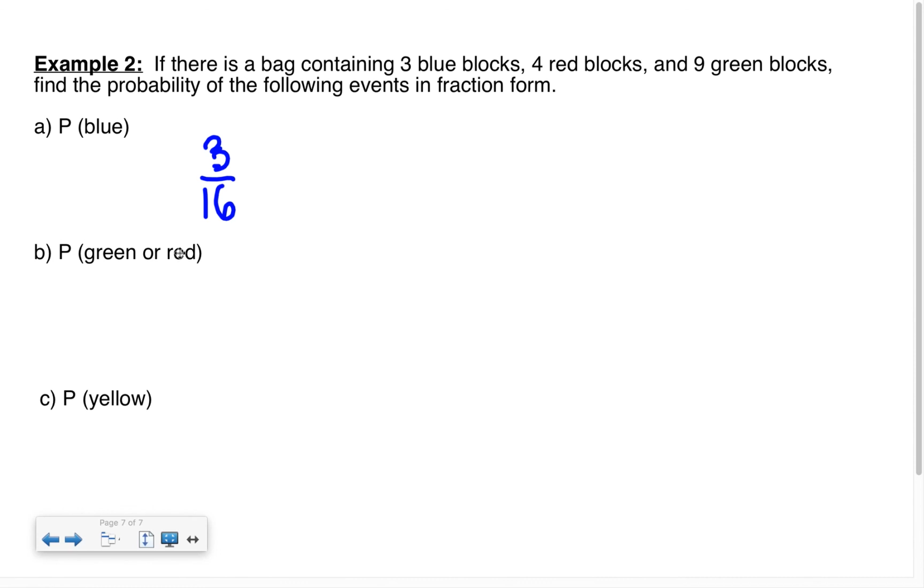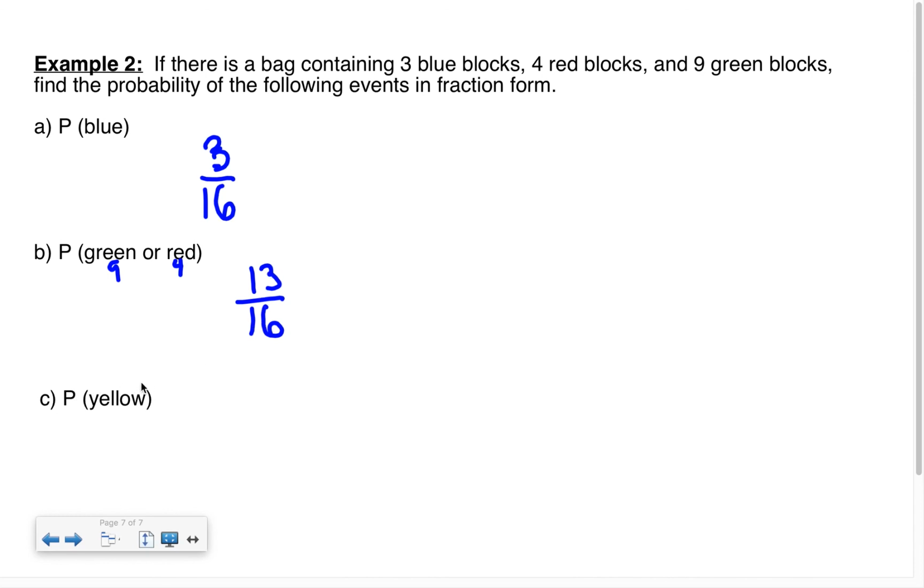Now we're looking at a green or red. I'm happy with either one. How many green blocks are there? There's 9. How many red? 4. If I add these together, because I'm happy if I get a green or a red, I get 13 out of 16. That's the probability. Can't simplify it.